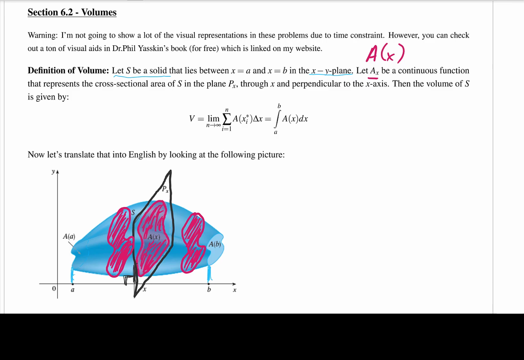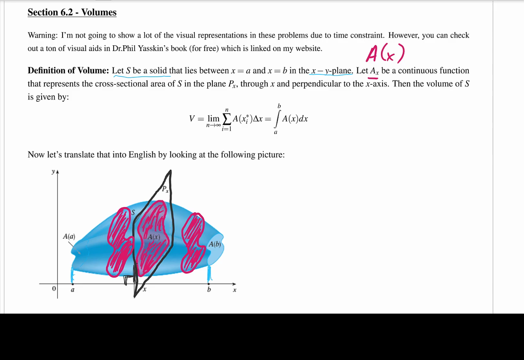If we laid a cylinder flat right here, that may look something like this. And then what I'm doing is just taking infinitely many circles in here, finding the area of all those circles, and adding them together to get the volume of this cylinder. That's kind of what we have going on right here, it's just a weird shape. Then this infinite sum is going to be equal to the integral from a to b of A of x.